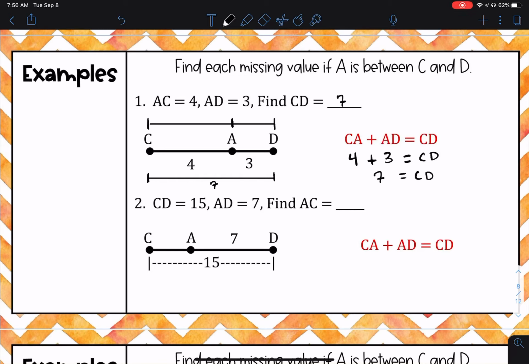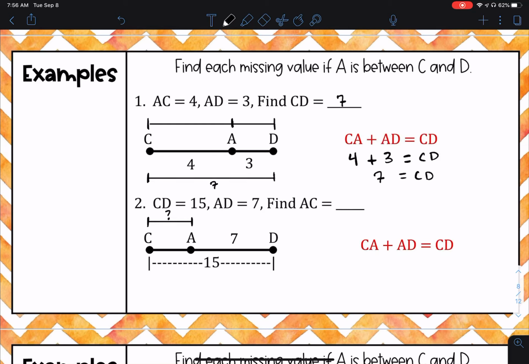All right, let's do number 2. It says C to D, so the very long distance there, all the way from end to end, is 15. And then from A to D is 7. And then it says find A to C. It wants to know what this distance right here from A to C is. So this is our little question mark. We want to know what that is. So let's plug in what we know.